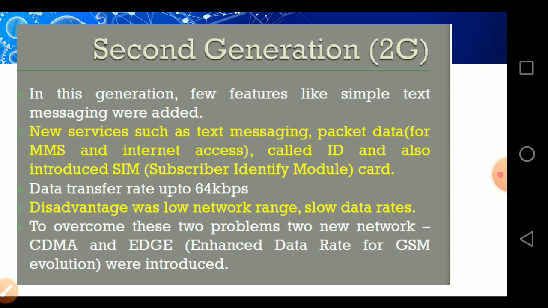As you know, mobile networks were not popular at that time, and mobile towers were available only at some places, so the network range was comparatively low. To overcome these two problems, two new networks, CDMA as well as EDGE, were introduced. EDGE is a term used where you use your mobile phone such that it can act as a hotspot for other devices.